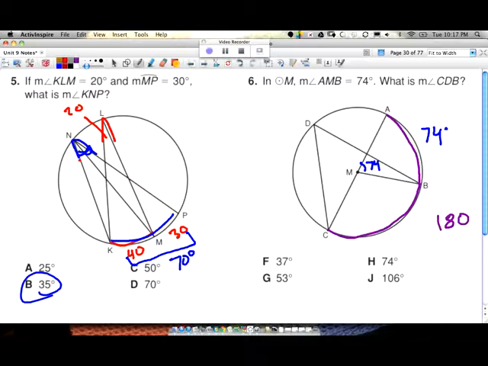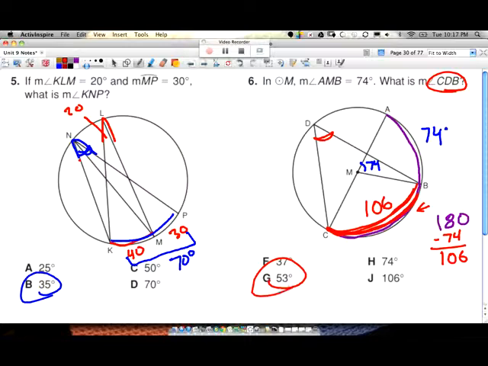And the blue part is 74, but then the question would be, what's this red part here? What's this arc? Because if I knew that arc, then I could figure out this angle, which is what they're asking me. Well, if that's 74, then this piece right here must be 180 minus 74, which would come out to be 106. So this is 106. And then this angle that they're asking me about is half of that, which is 53.